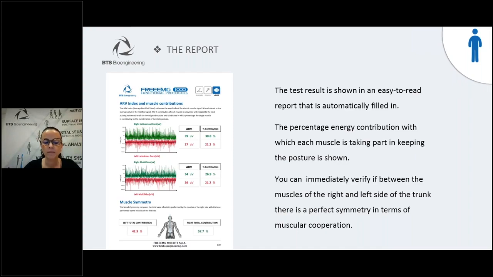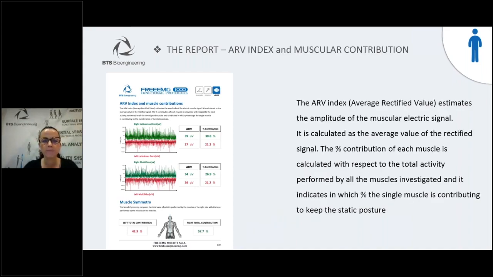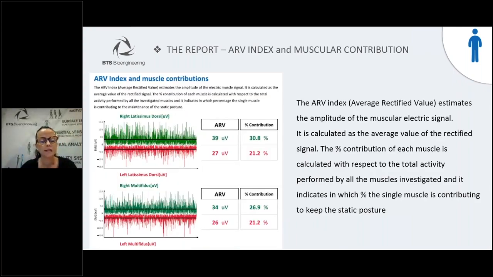But let's get into a more detailed description of the contents of the report. Through the R index, it's possible to estimate the amplitude of the electrical muscle signal. That means to understand how much electrical activity the muscle is developing for maintaining the posture. The R index, which means average rectified value, is calculated as the average value of the rectified signal.